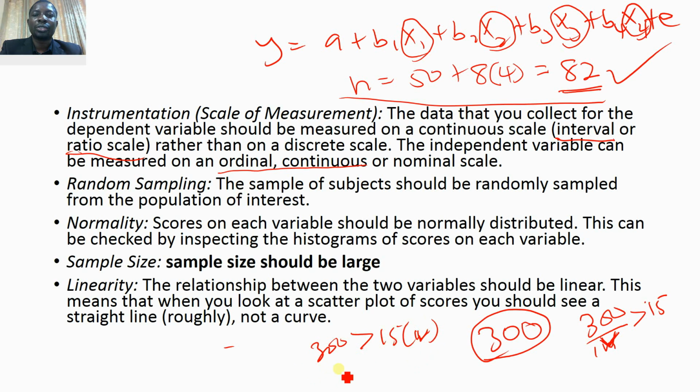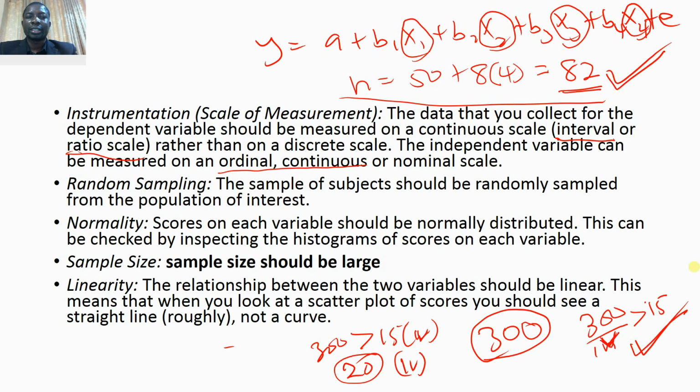Okay, so you can do that, 300 divided by 15, what do you get? Yes, that will give me 20. Okay, very good. So 20 IV, it means that your independent variables cannot be more than 20, because when you get more than 20 independent variables, you will not satisfy this assumption. So when you want to see whether your sample size is large, these are the two indicators that you use. Either you use this one or you use this one.